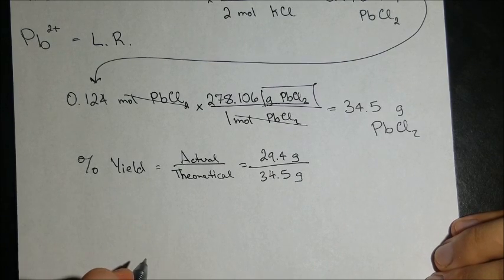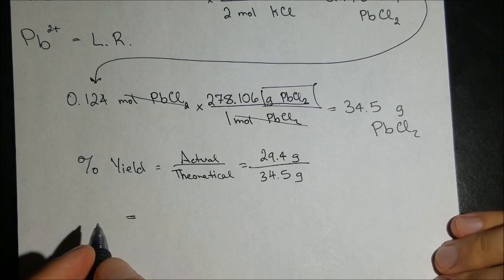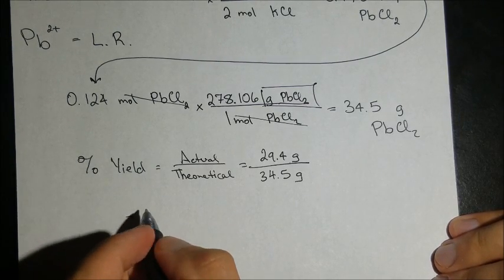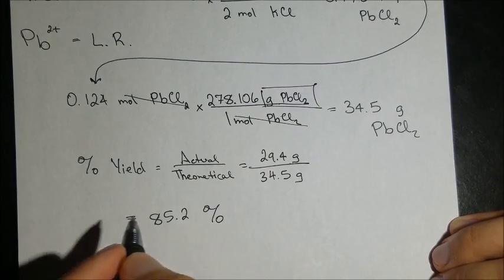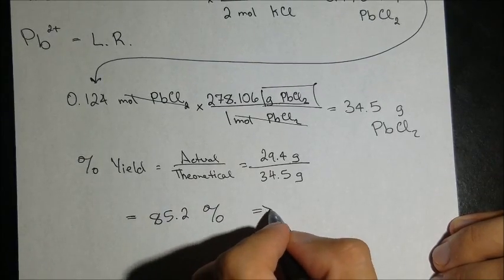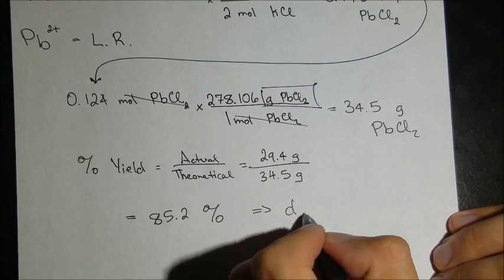So what percent yield is asking is how much of that did we recover? How much of that did we get? And if I do this out, I would find that the percent yield was 85.2%. So the right answer for number 3 is D.